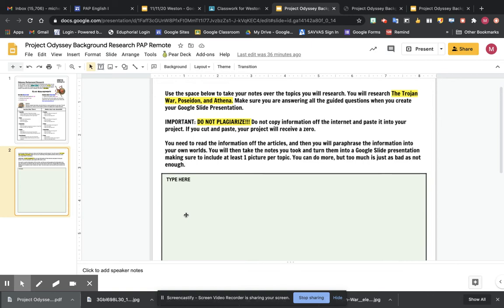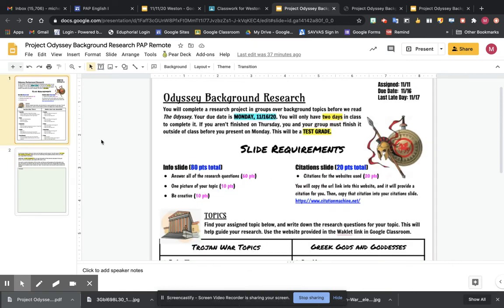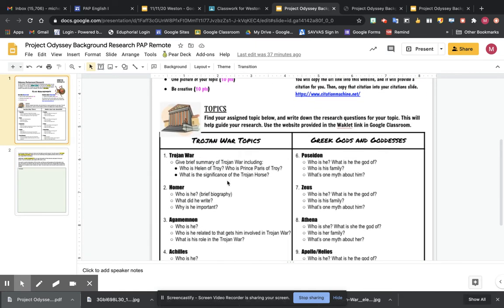Make sure you do not plagiarize. Do not just go to a website and copy and paste. If I find any plagiarizing going on, it will just be a 0. And it's really easy to find out if you've plagiarized. I can run it through our plagiarism checker and it will tell me. So you need to read the information in articles, then paraphrase it into your own words, take the notes, and answer all these questions. Okay, so let's go to the Wakelet.